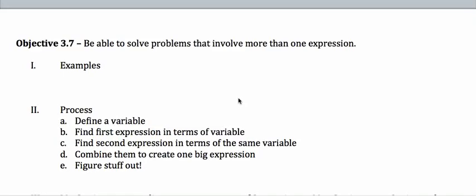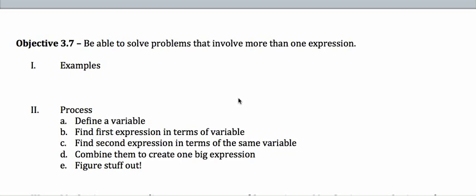Alright, it's everybody's favorite time, word problem time. Hooray! So today we're going to work on word problems that involve more than one expression, meaning we don't have more than one variable, but we've got more than one factor, I guess you would call it.